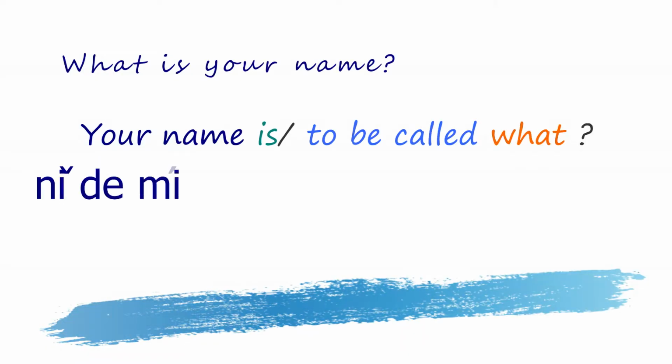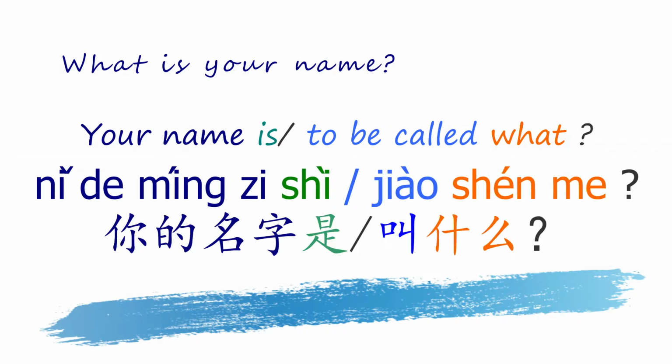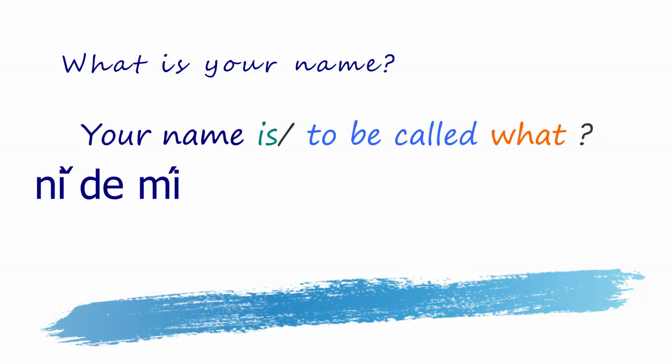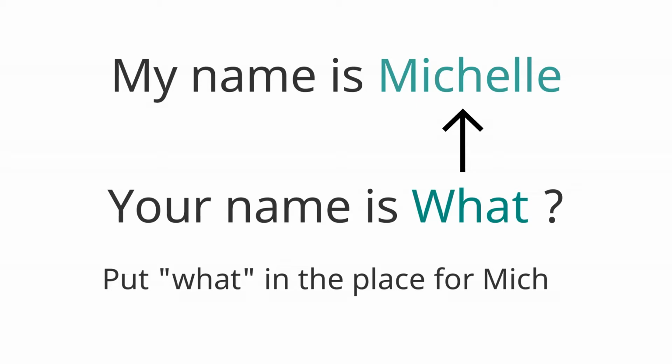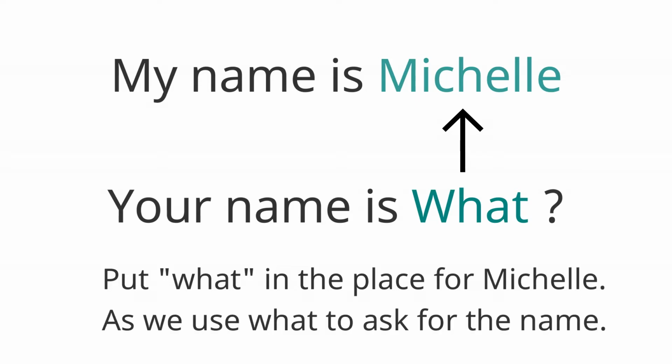你的名字, well again the subject is always in the beginning, your name. 你的名字, "your name," 是什么, "is what." Put "what" in the place where you normally say Michelle. So that will be "my name is Michelle," and then that will be "my name is what." Okay, so these two places are exactly the same. You just get rid of the Michelle and swap it into the "what," which is 什么.